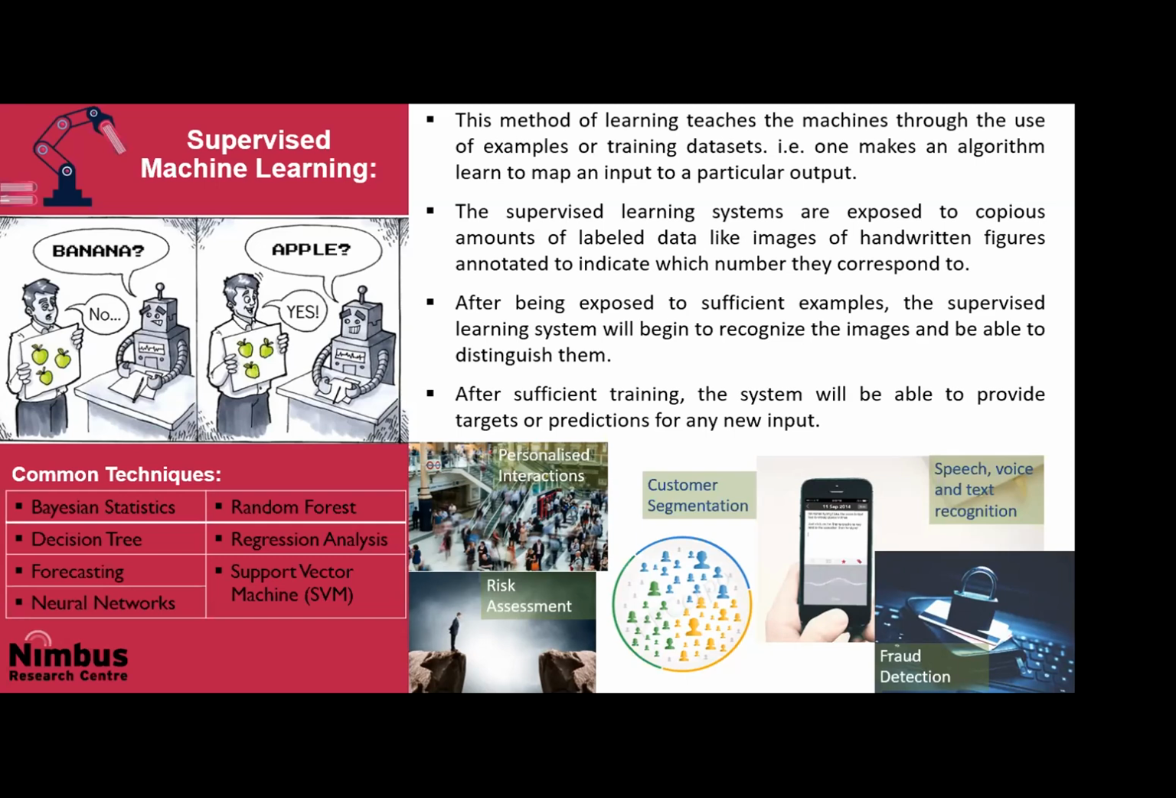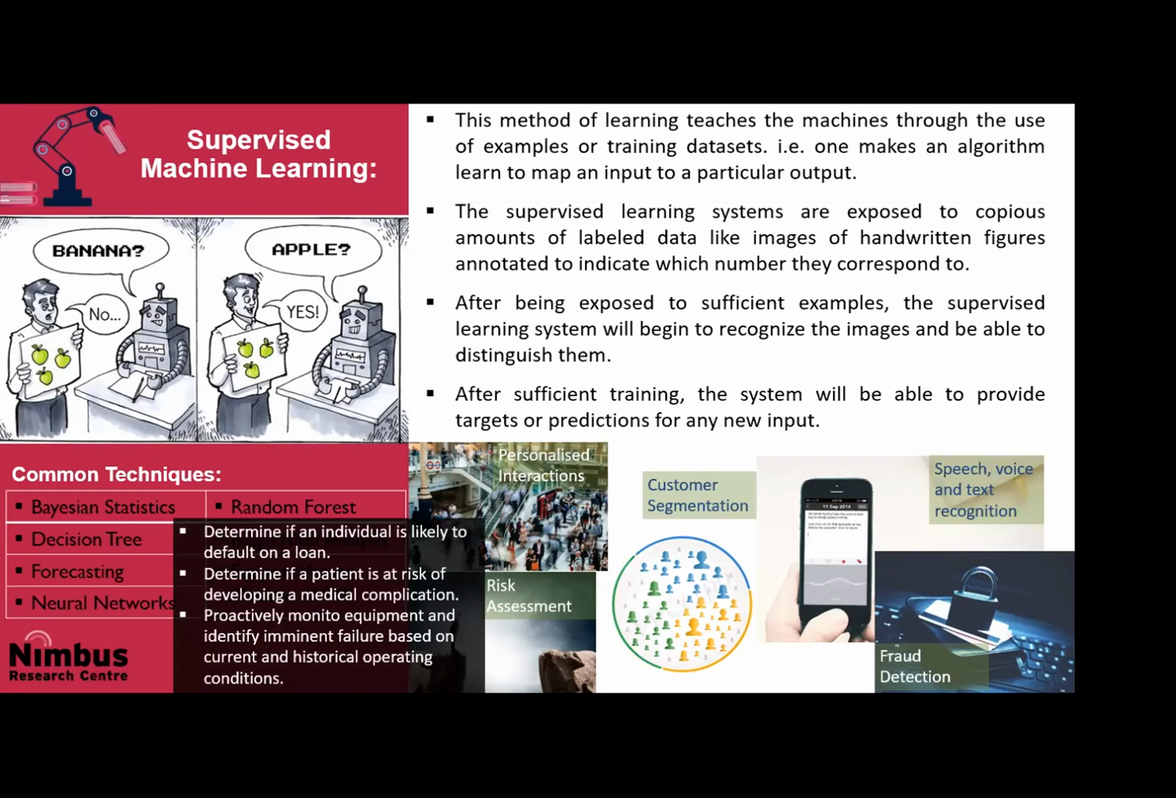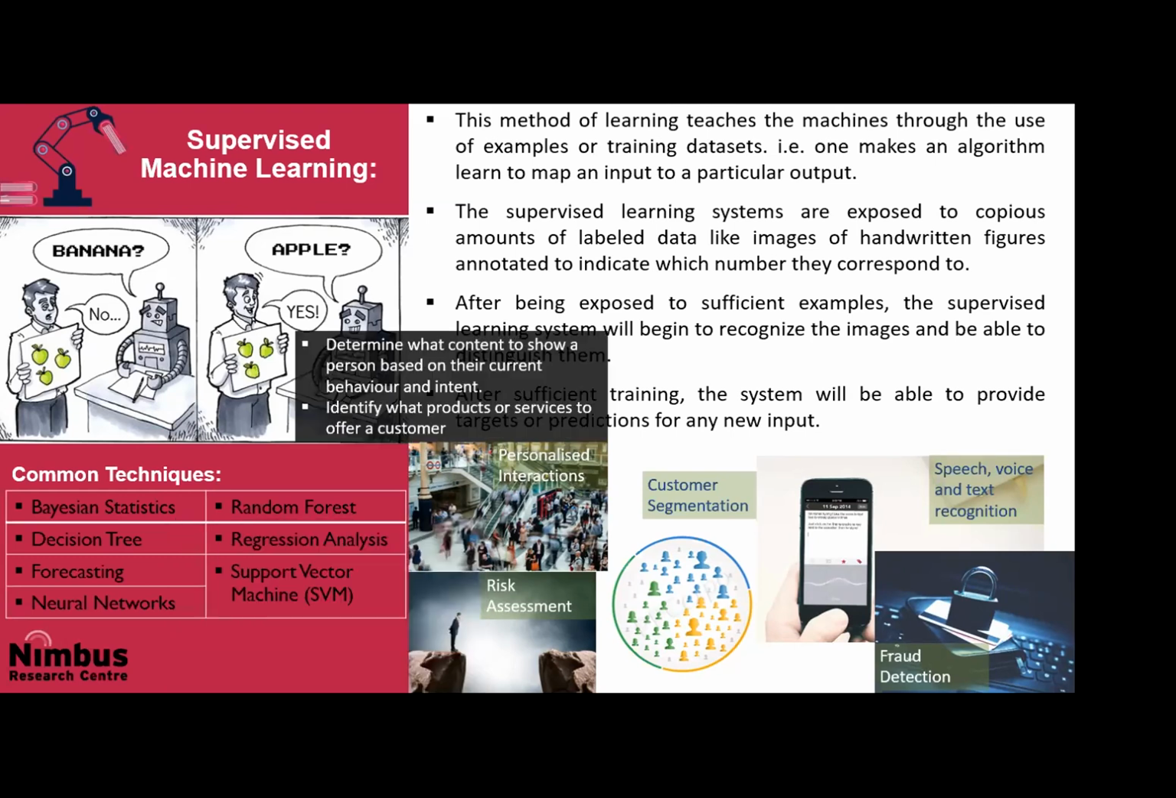In essence, supervised learning methods are information-driven modeling to create estimation models. These have a myriad of applications such as risk management or risk assessment. It can be used to determine if, for example, an individual is likely to default on a loan, or determine if a patient in a medical environment is at risk of developing a medical complication. It can be used for personalized interactions, to determine what content to show a person based on their current behavior or intent, such as when they're using Netflix streaming devices.